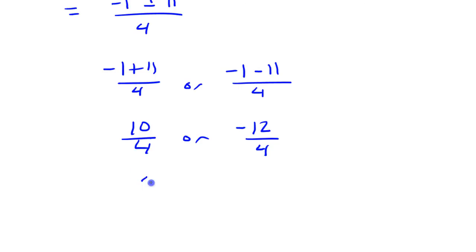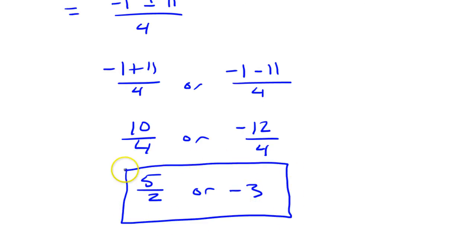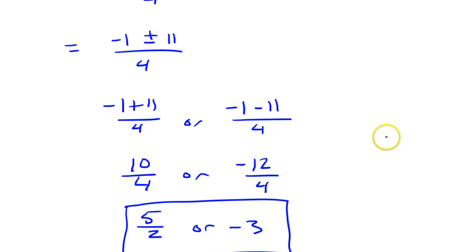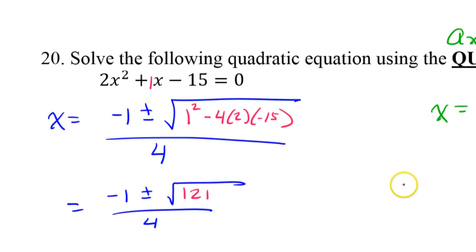10 over 4 reduces down to 5 over 2. Negative 12 over 4 is negative 3. Alright, and that is how you solve a quadratic equation using the quadratic formula.